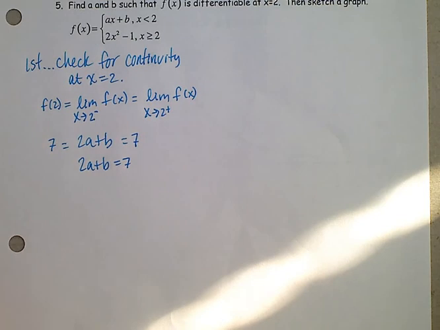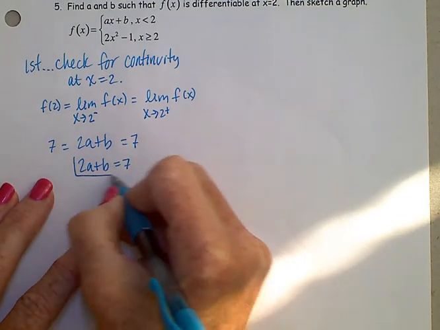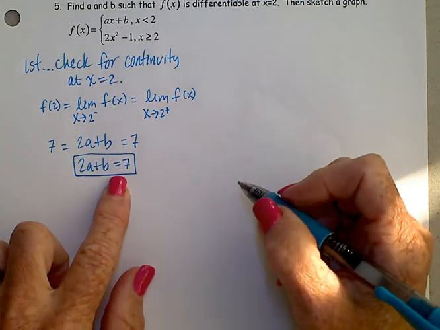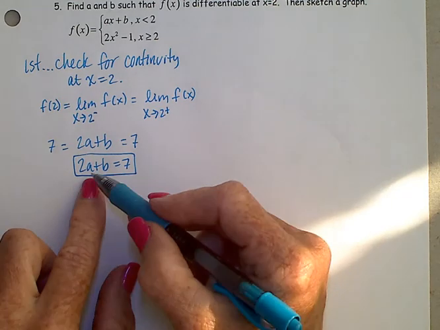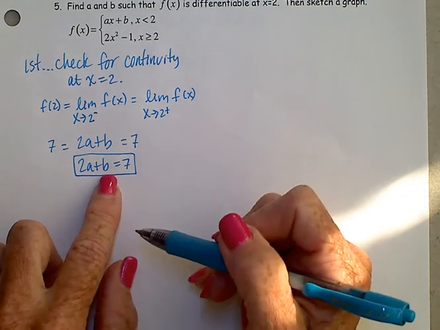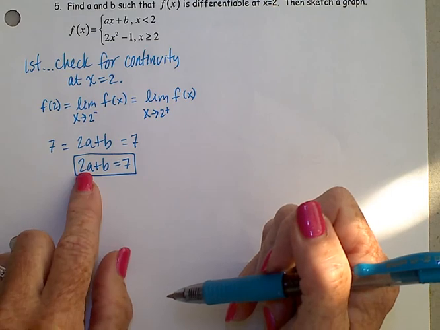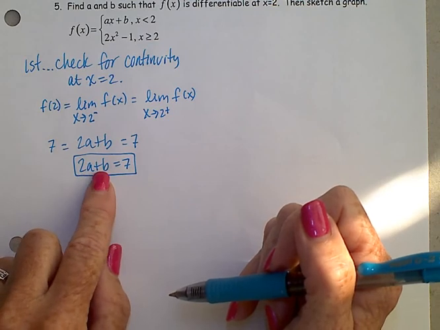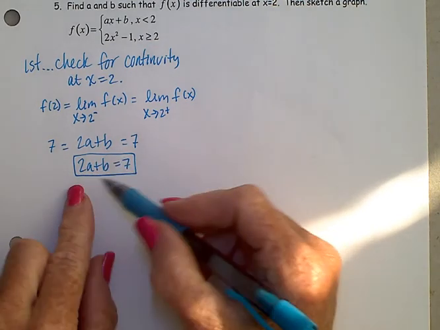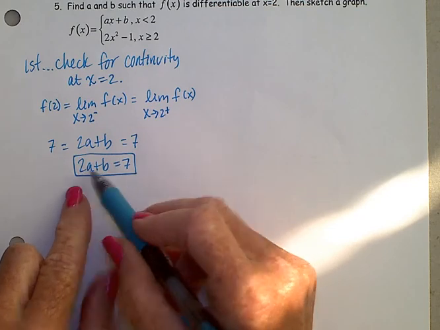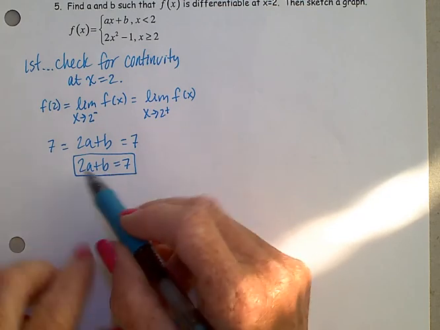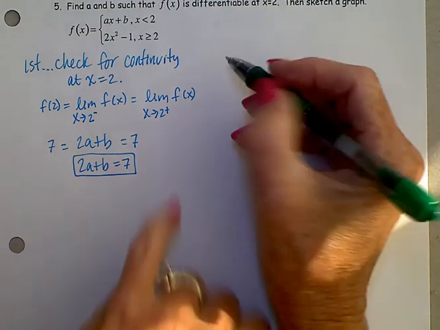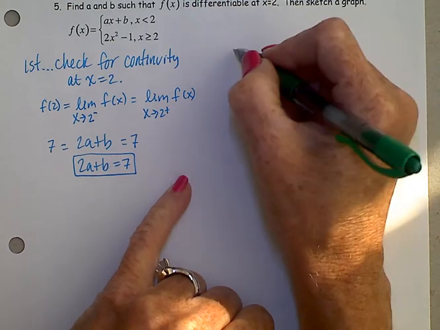What that means for us is, as long as we choose a and b to satisfy this, the function will be continuous. So if a were 3 and b was 1, that would work. If a is 5 and b is negative 3, 2 times 5, 10 minus 3 equals 7, that would work. So there are infinitely many combinations that could make this function continuous. Now we need to go on and make sure the slope part matches.